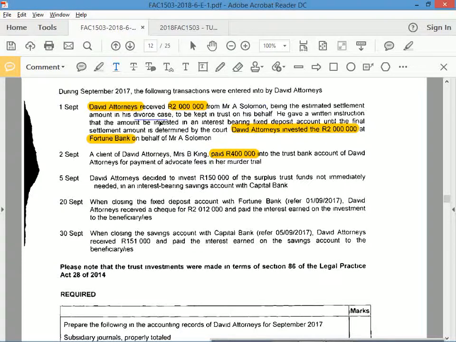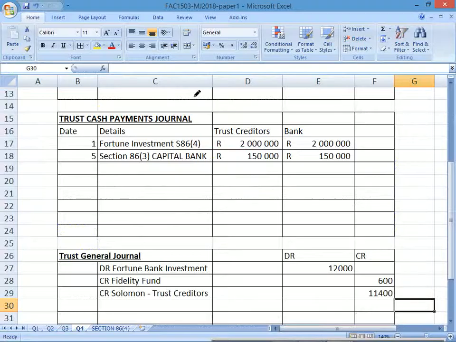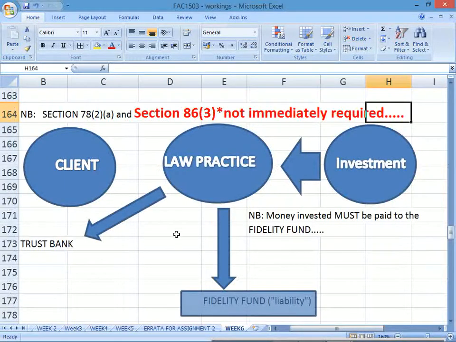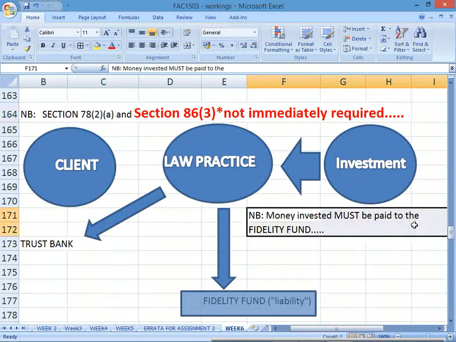Yes. 30th. Closing the savings account with Capital Bank. Okay, so Capital Bank was this one. Okay, so we need to look at those two together. Okay, this was that other one, that 8631. They say that the attorneys received 151 and paid the interest earned on the savings account to the beneficiaries. Right, so obviously if we go back to our summary, other one, this one, with 86.3, everything gets paid to Fidelity Fund.